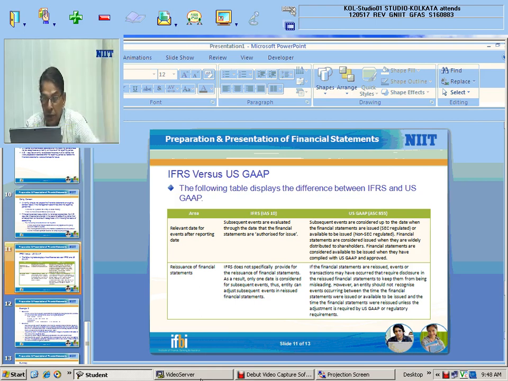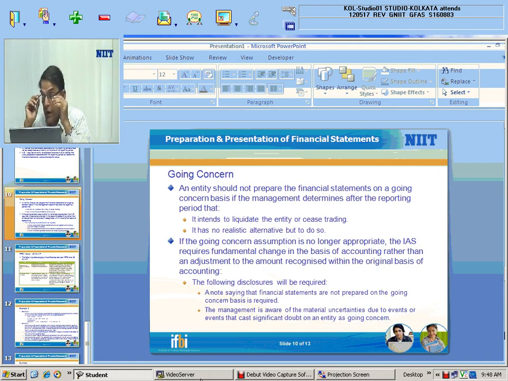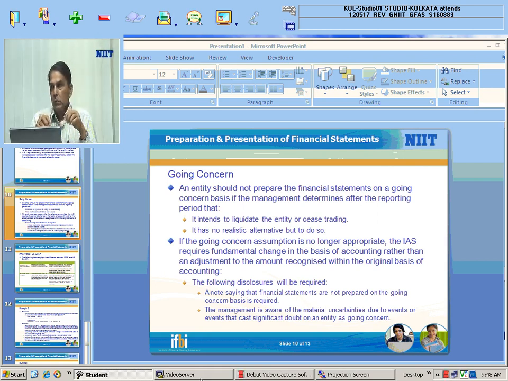Okay, I'll go back to slide number 10 here. So that is regarding reissuance of financial statements. I'll go back to slide number 10, then we'll come back to example 3. So going concern, slide number 10. Ritupurna, let me know when you are done with this. Okay, I think we are done with the slide, so I can move on to the last example.